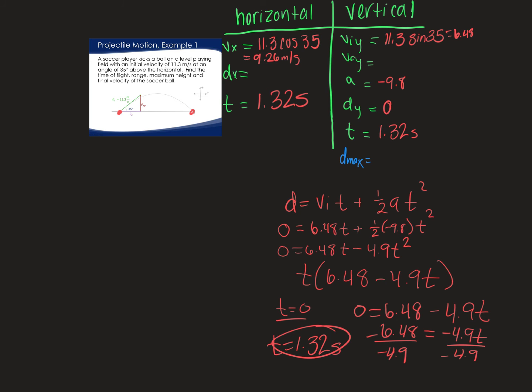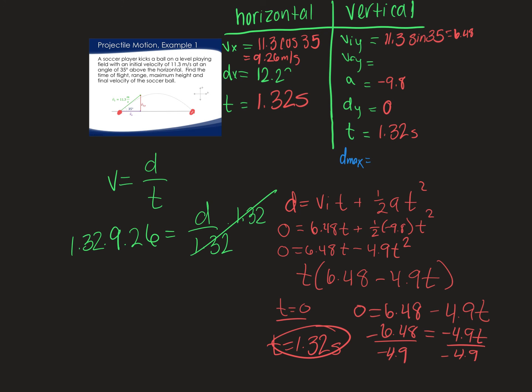Now to find our range, that's dx. Okay, so now we're solving for D, multiply by 1.32. Alright, so our range then is 12.22 meters. Alright, so we found time of flight, we found range. Now we need to find our max height.